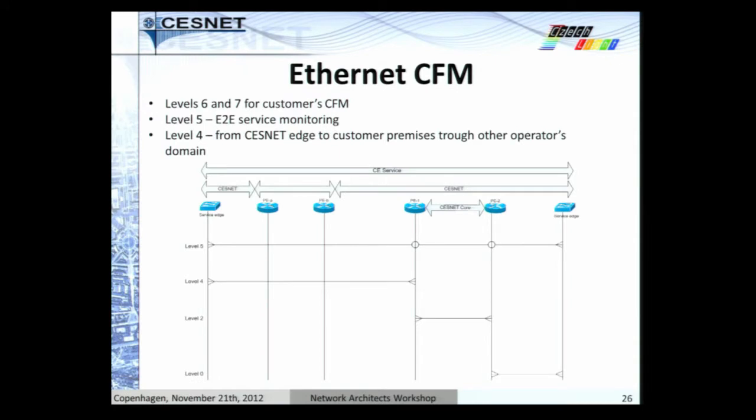Here is our Ethernet OAM solution. We use level 4 to monitor the service from the edge of our core network to the end locality through other operators' domains, which is shown here.